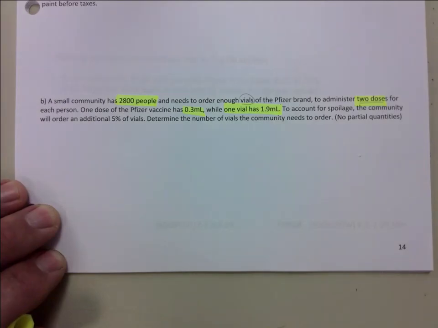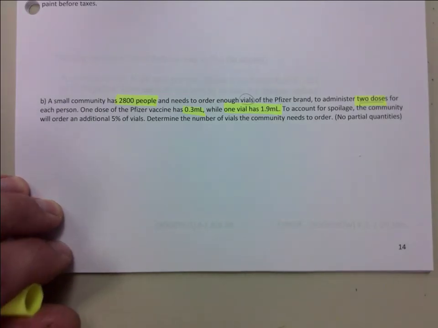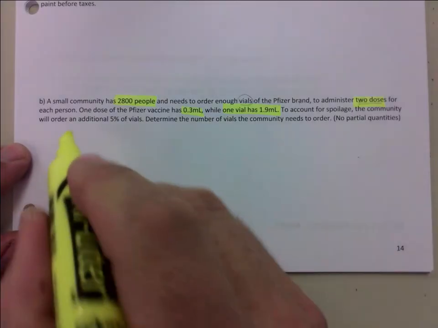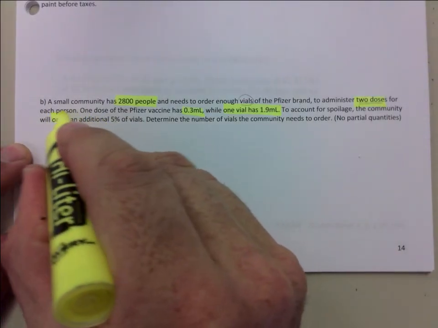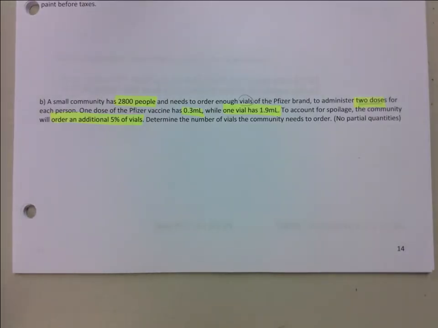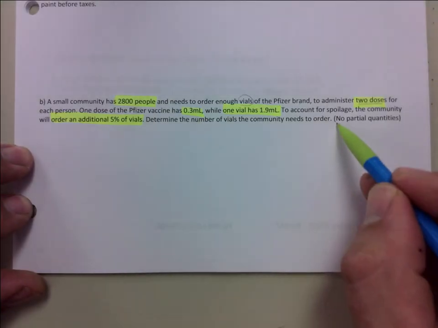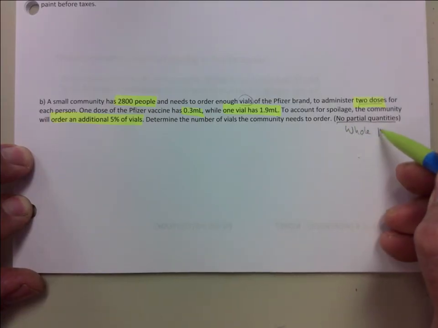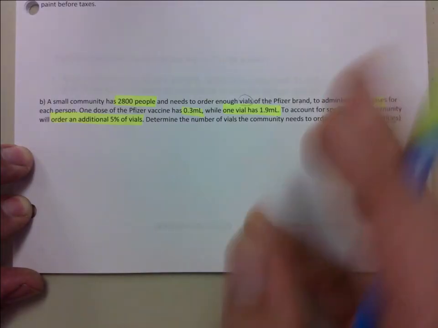To account for spoilage, meaning sometimes some gets lost, when the nurses squirt up, some gets wasted, right? To account for that, there's going to be an extra 5%. Order an additional 5% of vials. So determine how many they need to order. No partial quantities, that means whole numbers, right? Whole numbers. That's what that means.